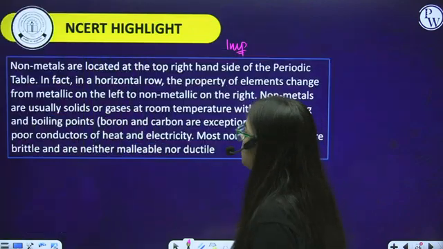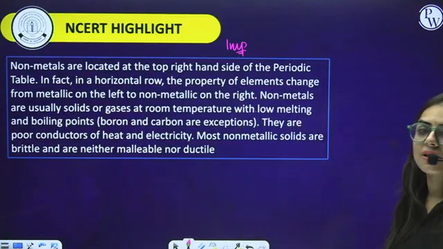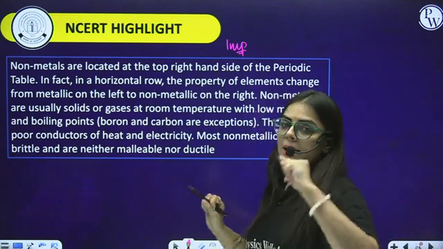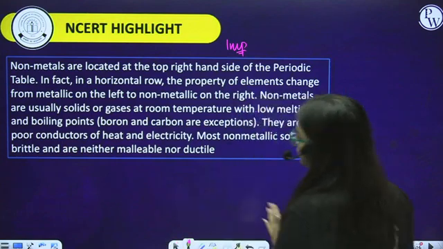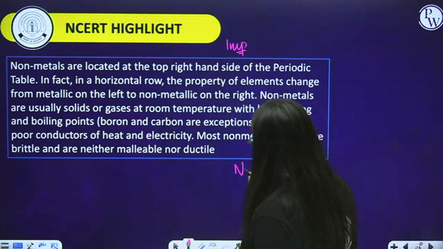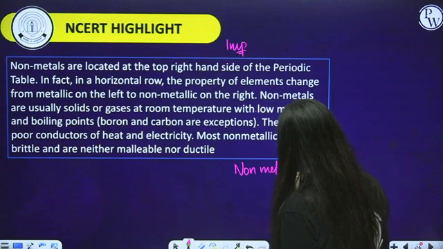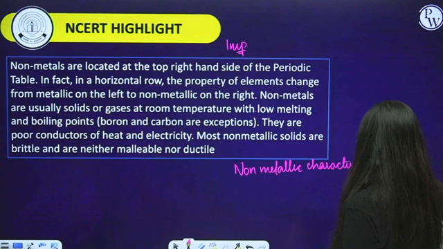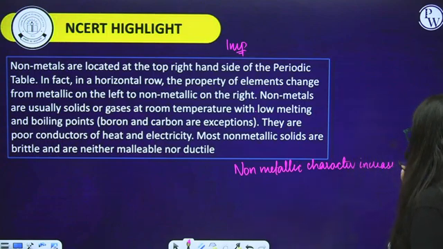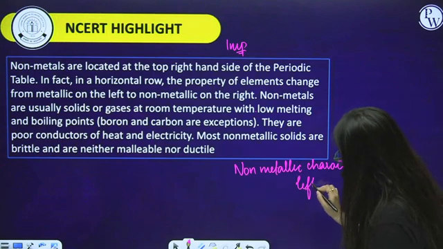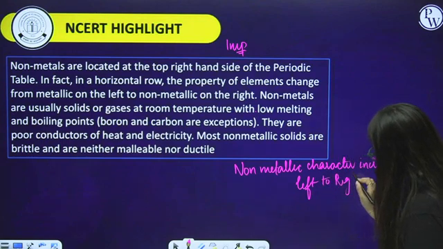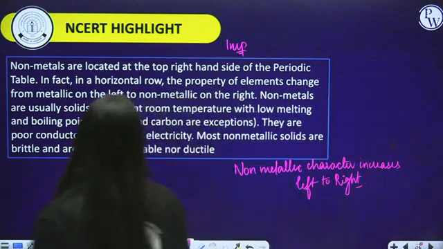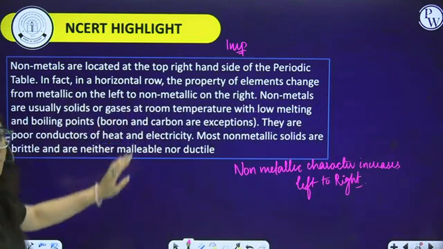Let us come back to this topic. Non-metals are located at the top right-hand side of the periodic table. In a horizontal row, the property of elements changes from metallic on the left to non-metallic on the right. I already told you that non-metallic character increases when you move from left to right. Non-metals are usually solids or gases at room temperature.